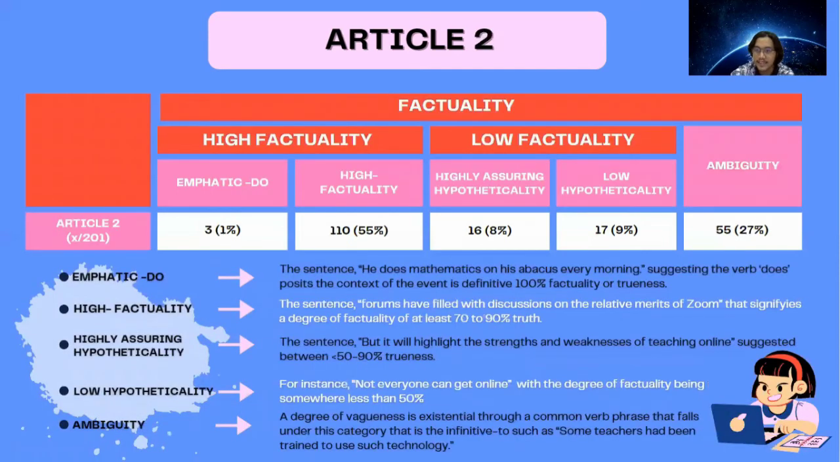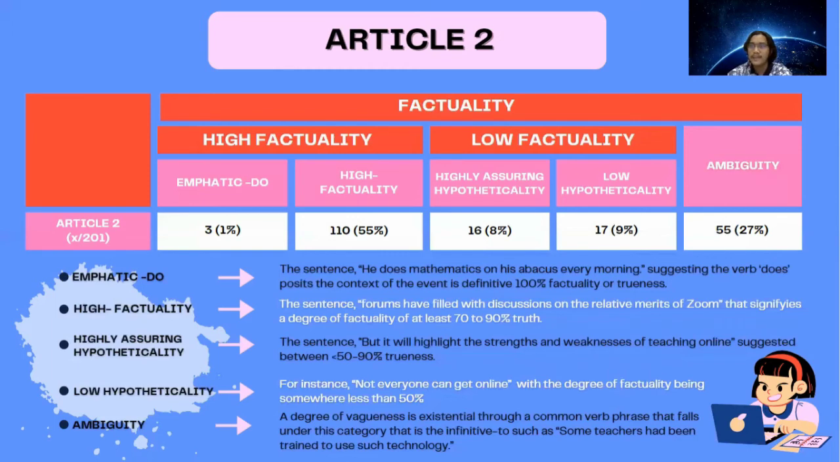So next, regarding the second article analysis, unlike Article 1, Article 2 possesses a slightly higher count of verb phrases, which are 201 in total. Under the emphatic though, the sentence, he does mathematics on his abacus every morning, suggests the verb does possesses the context of the event, definitive 100% factuality or trueness. Next, the high factuality category scored the highest percentage among all, with the most common auxiliary belonging to this group being have, such as the sentence, forums have built with discussion on the relative merits of Zoom. Accordingly, these phrases signify a degree of factuality of at least 70 to 90% of truth.